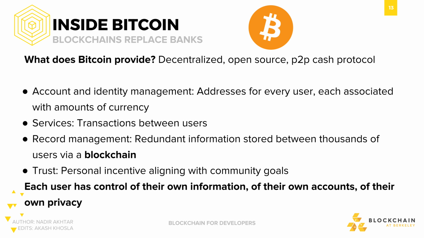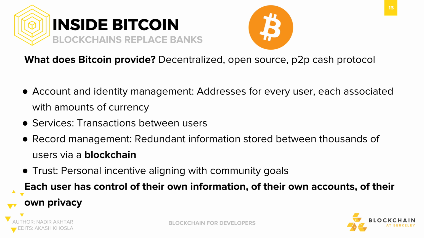So yeah, remember Bitcoin? What does it provide? It's a decentralized, open source, peer-to-peer cash protocol. It provides account and identity management. So there's addresses for every user, and each associated user is essentially going to have some amount of currency. That currency sits under somebody's address. The service it provides is basically transactions between users. You need to be able to send money to people. That's Bitcoin's main purpose.